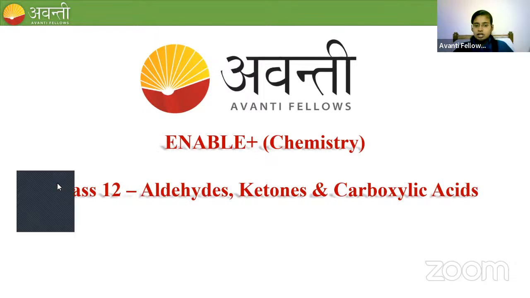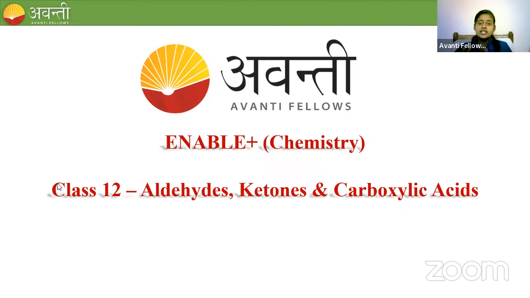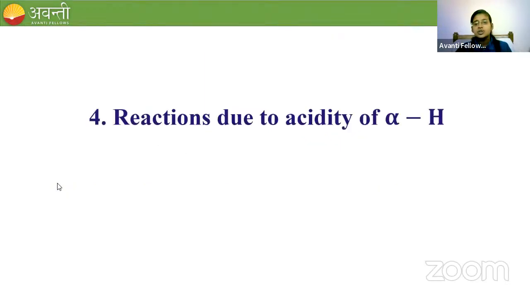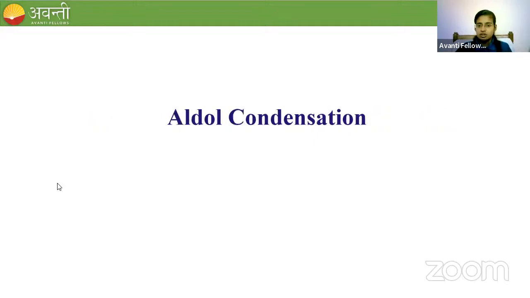So good afternoon, one and all, to all of you. So let's go ahead with aldehydes, ketones, and carboxylic acids. We are discussing the chemical reactions of aldehydes and ketones. Right now we are in the fourth reaction, which is reactions due to acidity of alpha hydrogen. Yesterday we discussed one reaction under this topic, the iodoform reaction. Today we are going to discuss the second subdivision of this, which is called aldol condensation.